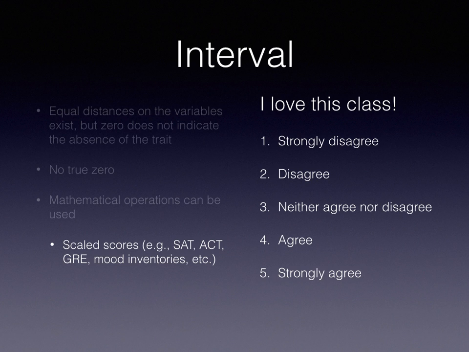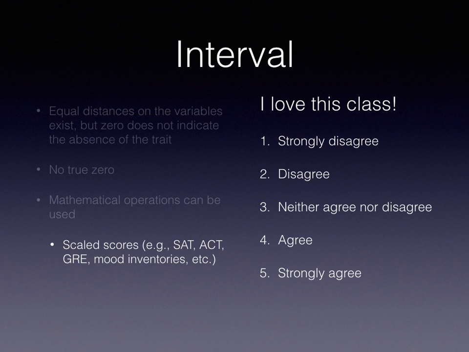So that's something that's just important to remember, is that when you get a 0, very often a 0 could even be an average if it's a scaled score. Then you have -1 standard deviation below the mean and -2 standard deviations below the mean. And so the 0 doesn't mean absence of a trait. So the neat thing about interval scales is that mathematical operations can be used.